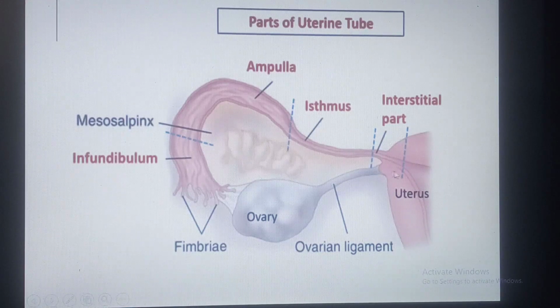Now the one which serves as an anatomical sphincter is the intramural part, or the intrauterine part. Part of it is in the uterus, the interstitial part. Now this interstitial part is actually the narrowest. That's why it serves as an anatomical sphincter.